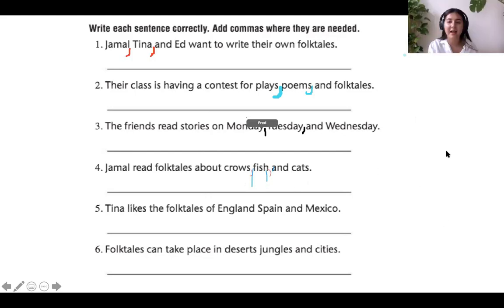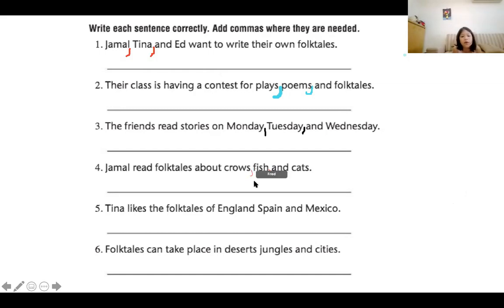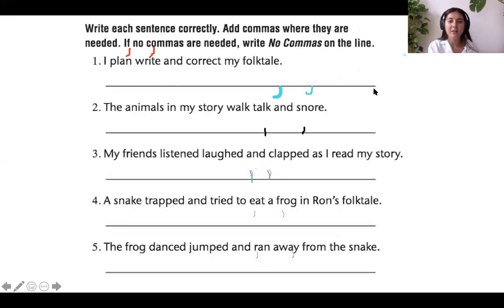Okay, number 5. Can you please do number 5 for me, Jenny? Tina likes the folk tale of England, Spain, and Mexico. Lovely. Good girl, Jenny. Well done. Number 6, Stella. Folk tales can take place in desert, jungle, and city. Lovely. Good girl, Stella. Folk tales can take place in deserts, jungles, and cities. Lovely work, guys. Okay, on to our next one.